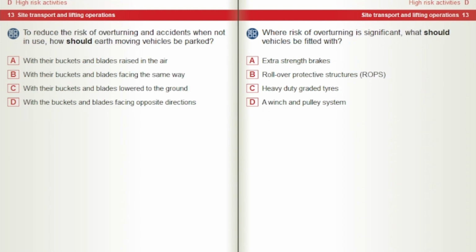To reduce the risk of overturning and accidents when not in use, how should earth-moving vehicles be parked? With their buckets and blades raised in the air. With their buckets and blades facing the same way. With their buckets and blades lowered to the ground. With the buckets and blades facing opposite directions.